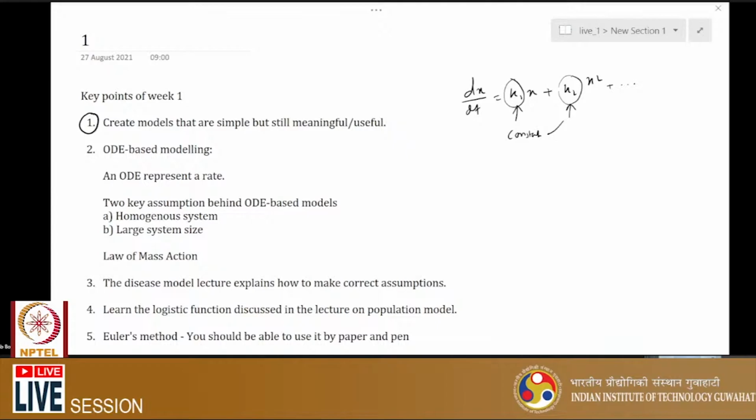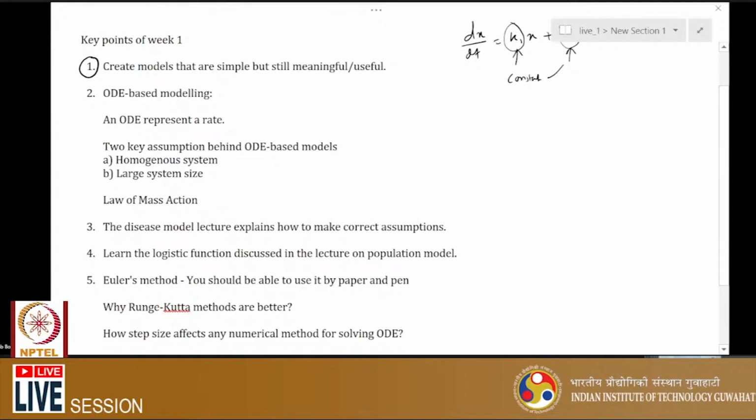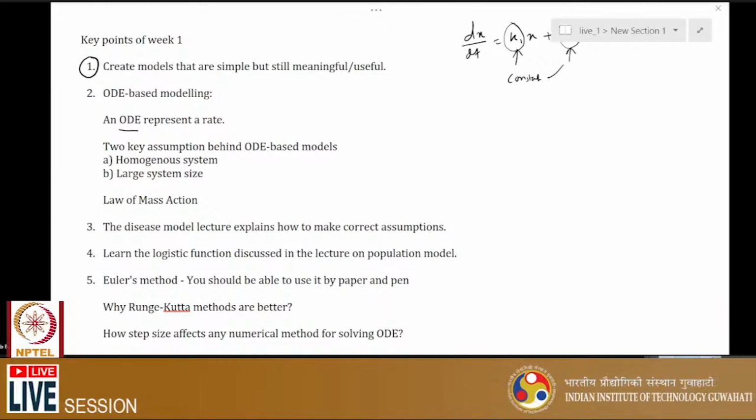Now, the second point that you have to understand in this first week's course is that every ODE based model, whatever you are creating, you are actually using ODE as one object. If you are using one ODE, then it is a one-ODE based model. If you are using more than one ODE, it is an ODE system, a system of ODEs. Any of these ODEs will represent a rate.